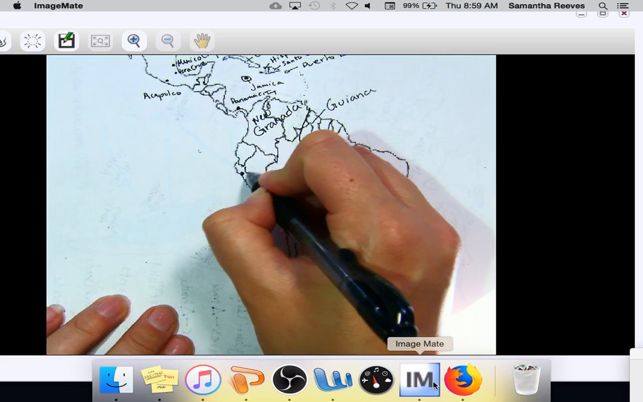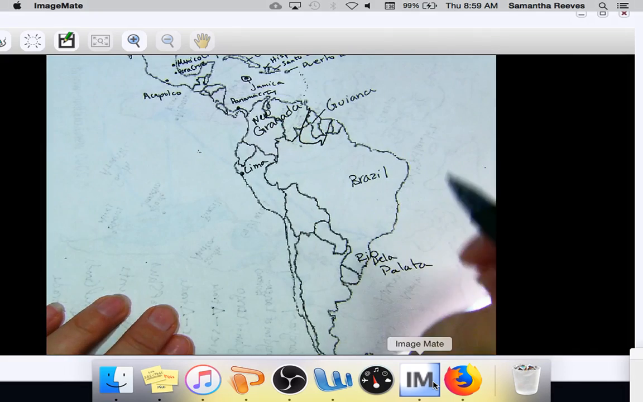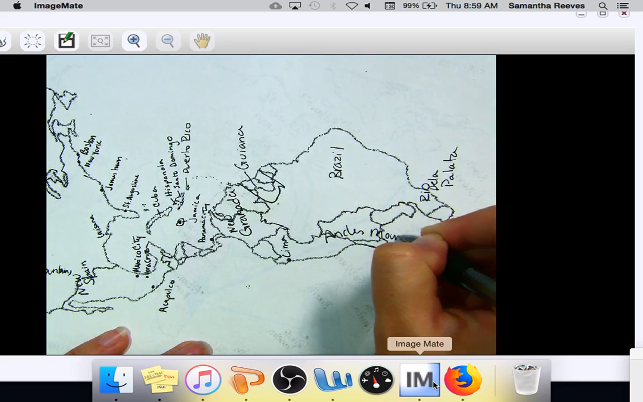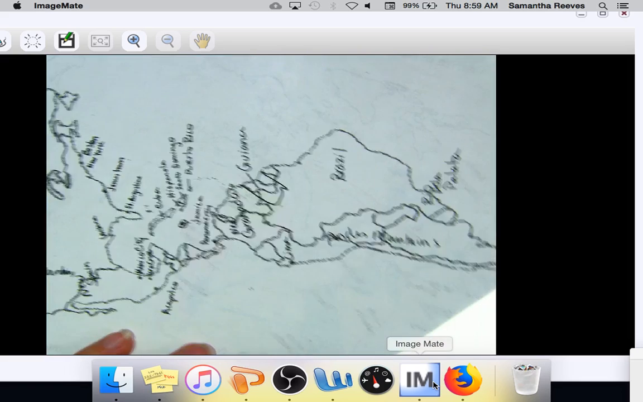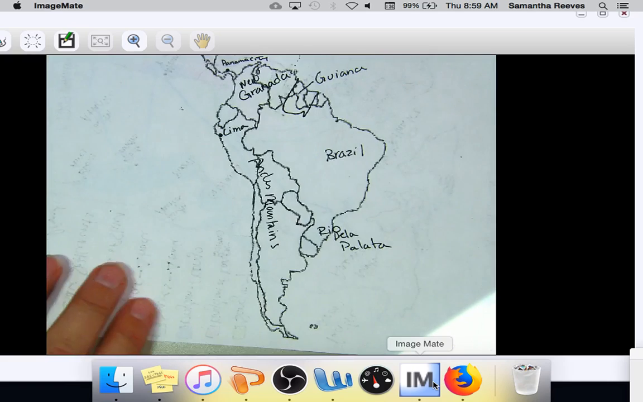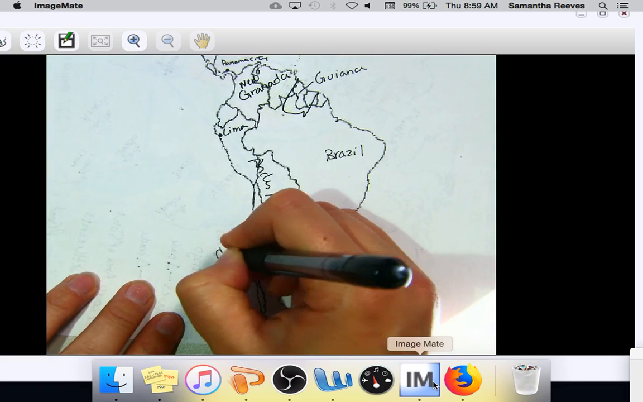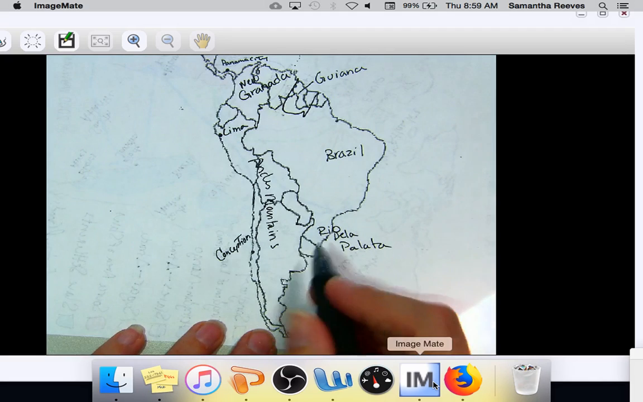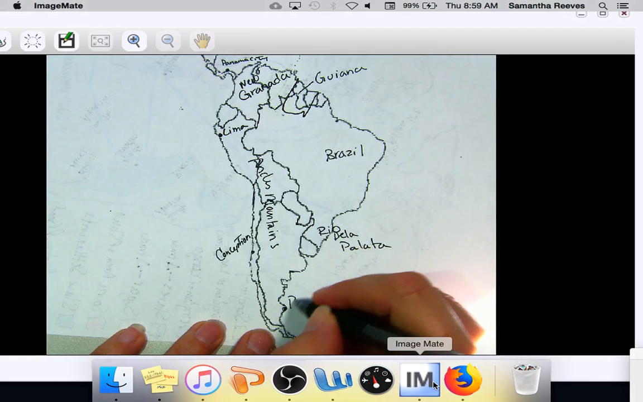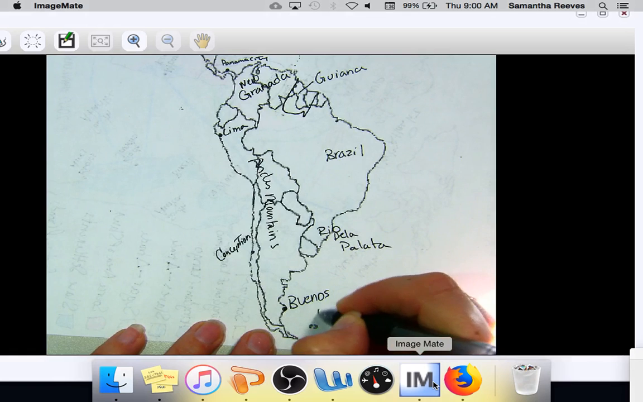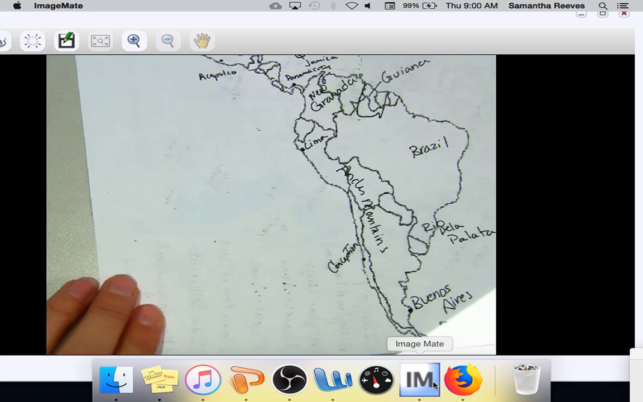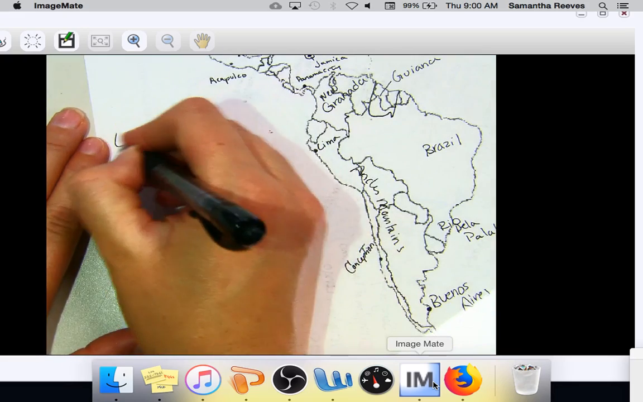Here we have Lima, which is the modern-day capital of Peru. This is, of course, the Andes Mountains. And then over here, we have Concepción. And then way down here, Buenos Aires. Okay. You need 5 boxes.